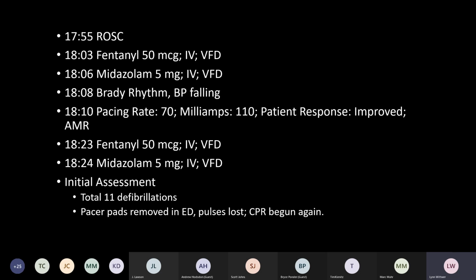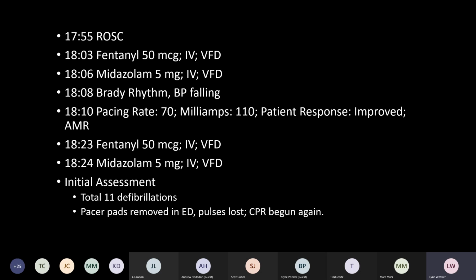Now, at about that time, they're on the phone talking to medical control about what else they can do and whether they're going to end up calling this or not. And then they get ROSC. Because the patient has been intubated, he now gets some fentanyl and then some midazolam. About 7 or 8 minutes later, they get a bradyrhythm, blood pressure's falling. They begin to try pacing. I think I would have preferred just to see an epi drip going on the patient rather than pacing.